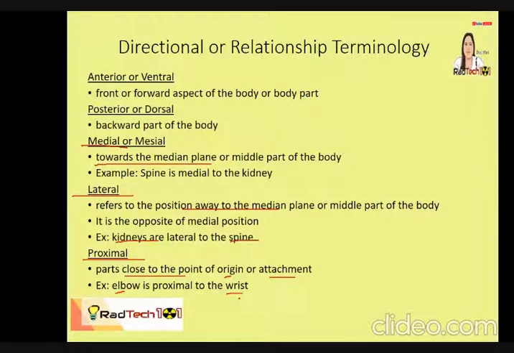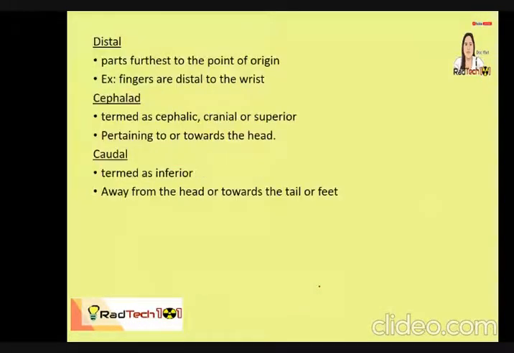Or we can also say that the knee is proximal to the foot. So, mas malapit siya sa point of origin or attachment. The opposite of proximal is distal, meaning furthest to the point of origin. So, fingers are distal to the wrist. Parang nasa dulo siya.